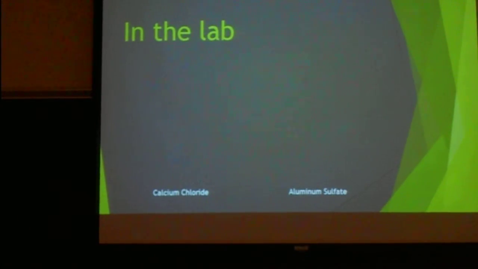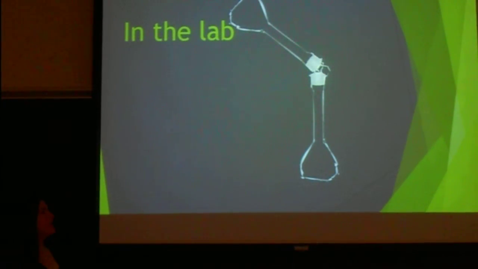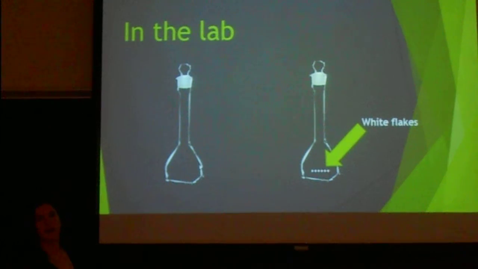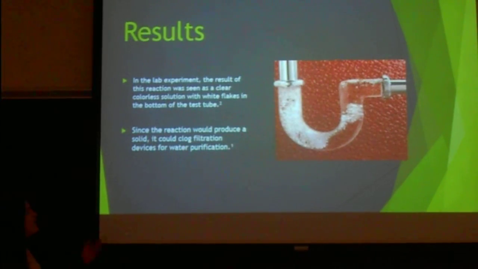In the lab, we had calcium chloride, which was a clear and colorless solution, and aluminum sulfate, which was also a clear and colorless solution. Calcium chloride was mixed with the aluminum sulfate, and after that, we saw white flakes on the bottom of the flask, but it was still clear and colorless. And as I said, we saw a clear colorless solution with white flakes on the bottom of the test tube. And since this produces a solid, it could clog filtration devices for water purification in the treatment plant.